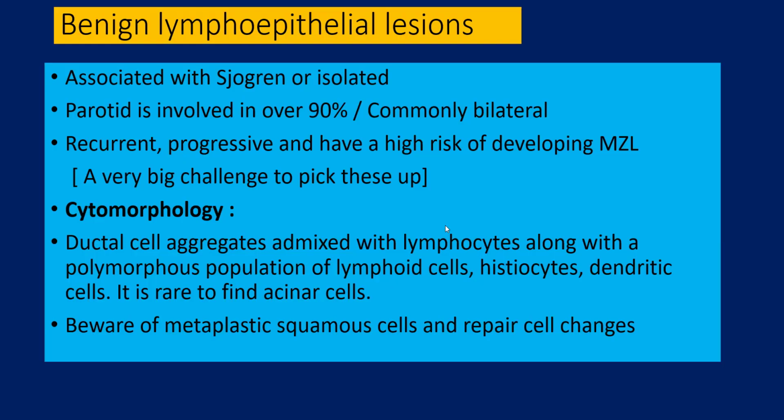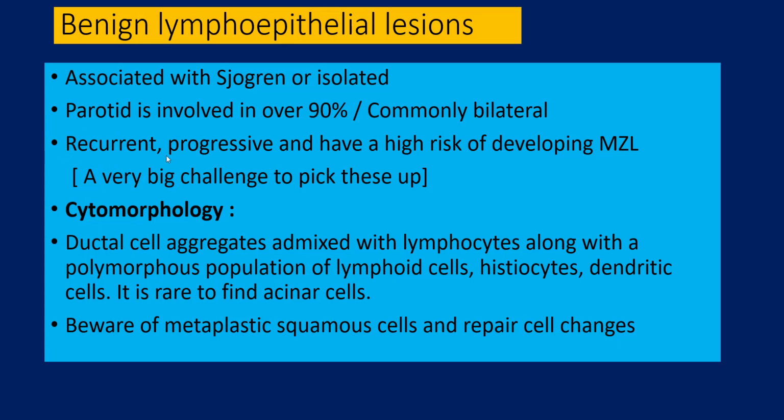Now, something about benign lymphoepithelial lesions, and there are some very important points. They may be associated or may not be associated with Sjögren. Now, the parotid gland is involved in over 90% of the cases. They're commonly bilateral. The involvement of submandibular salivary gland is much lower. Okay, it's much less common.